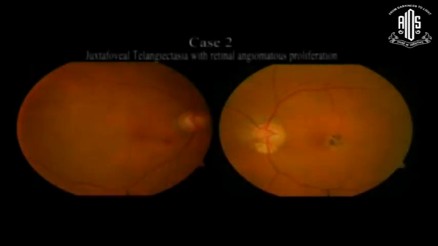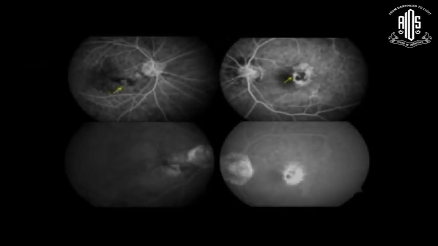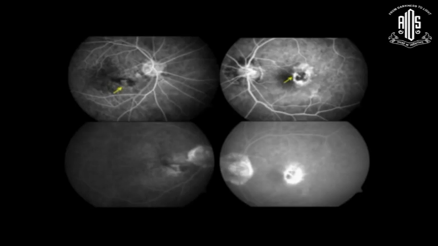Our second case is also of bilateral juxtafoveal telangiectasia with retinal angiomatous proliferation, a 76-year-old male with visual acuity of 6/60 in the right eye and 6/9 in the left eye. Fluorescein angiography reveals blocked fluorescence due to the underlying hemorrhage in the right eye with weak signals in the late frames. The left eye shows hyperfluorescent staining of the scar tissue.